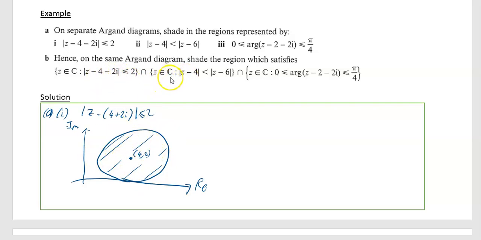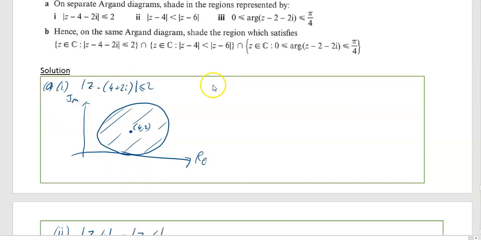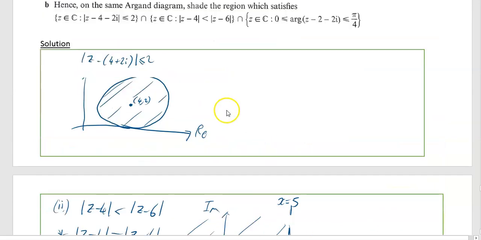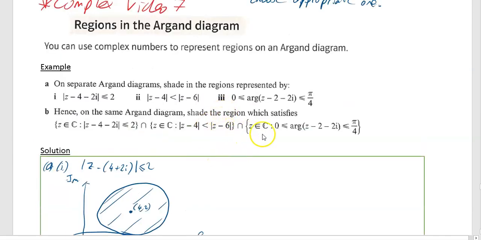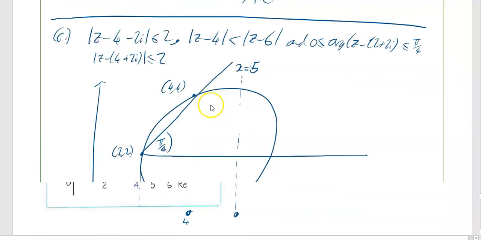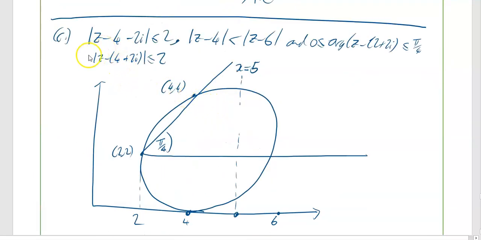And then this is our z belongs to a set of complex numbers such that, and this was our perpendicular bisector, so this was this one here, so the left hand side of your line x equals 5, and our last one was the half line, so this was this one here. So all three of these things have got to be combined. So I've just written that out again, and I've changed my circle one to be modulus of z minus 4 plus 2i. So that was my circle, which had center 4, 2.